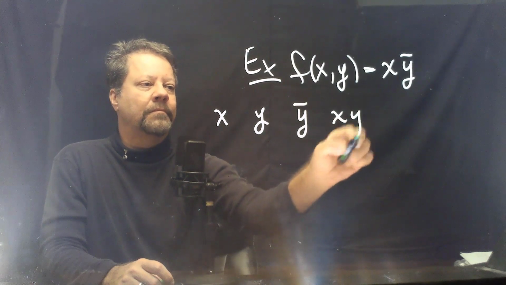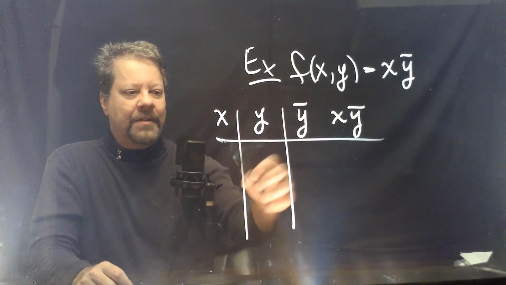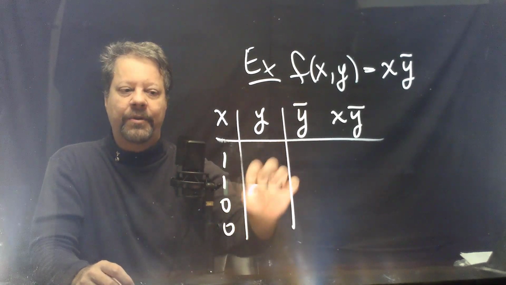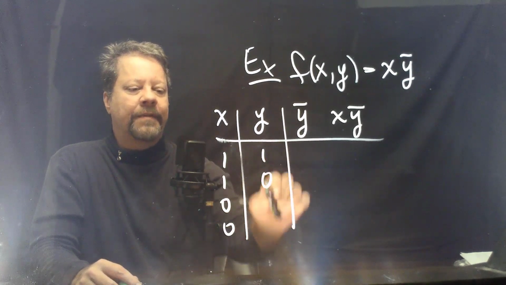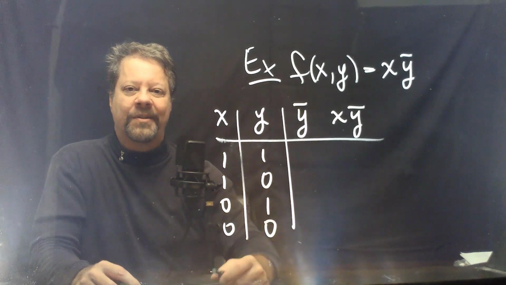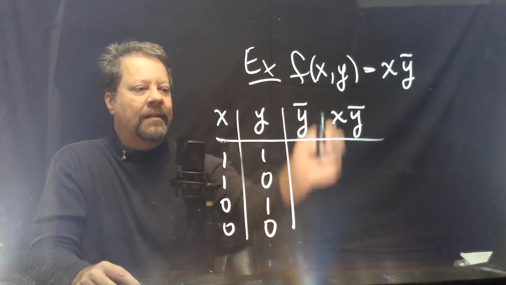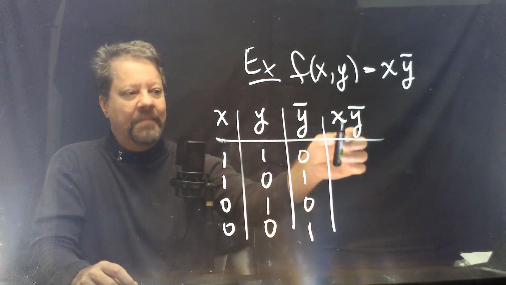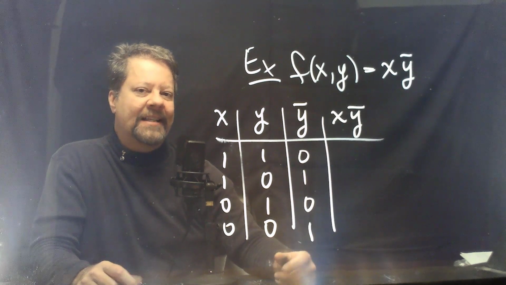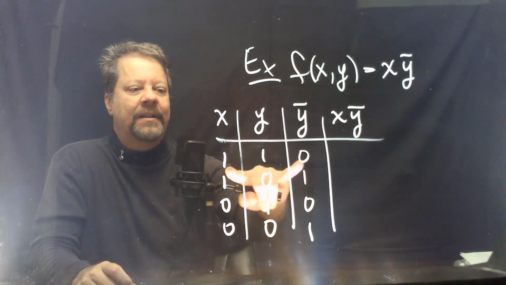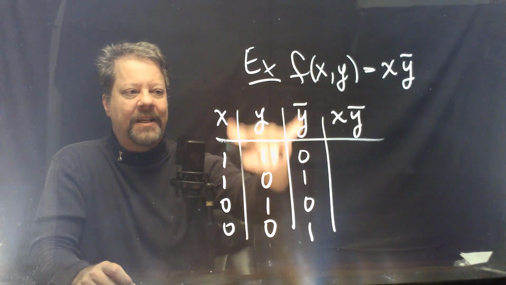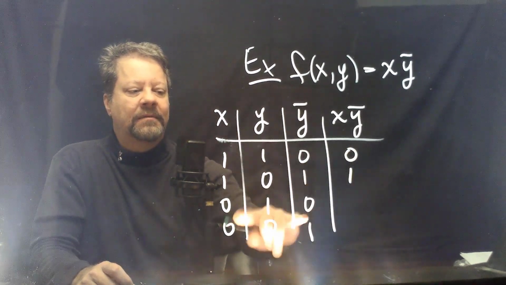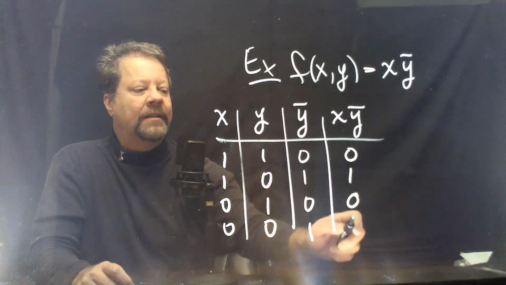For the first column here, we'll write 1, 1, 0, 0, true, true, false, false, and then true, false, true, false, 1, 0, 1, 0. The complement of y is 0, 1, 0, 1, and then the times, remember, is an AND condition. So multiplying these two columns here, we'll have 0, 1, 0, 0.